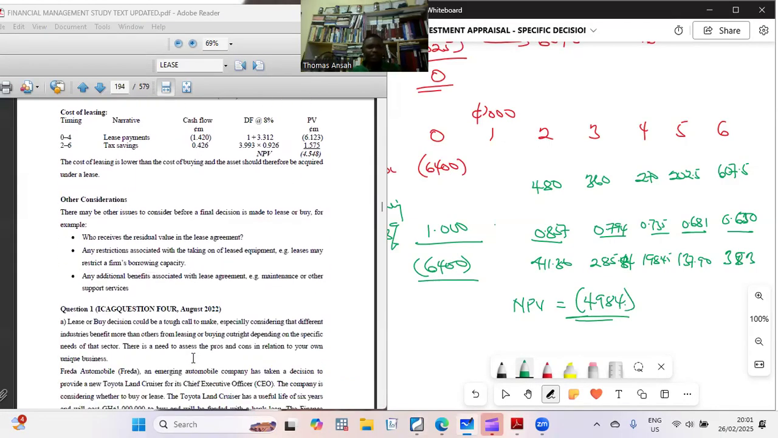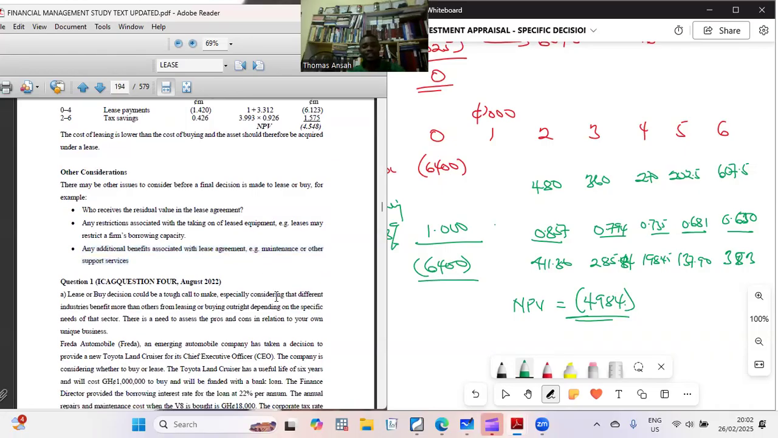Other considerations the examiner usually asks are these. There may be other issues. Who receives the residual value of the lease agreement is a question. Is there any restriction associated with going to the lease company, such that you may not be able to take additional borrowing elsewhere? So other considerations are there when it comes to the lease. Then you have additional benefits associated with the lease agreement. Who takes the maintenance? Who takes the support service? Like I said.